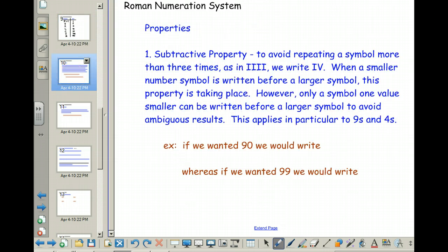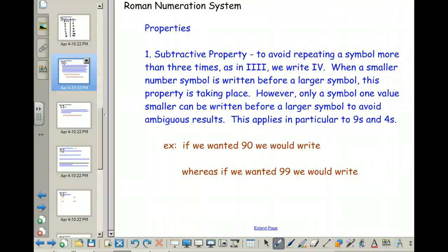Before we convert, we need to talk about some of the properties that the Romans had, because they have some weird properties. It's a little bit more familiar to you because you have seen it used. So the first property is a subtractive property. They would never write a symbol four times. So you would never see four I's in a row. They had a shorthand way of doing that, and that's a subtraction property.